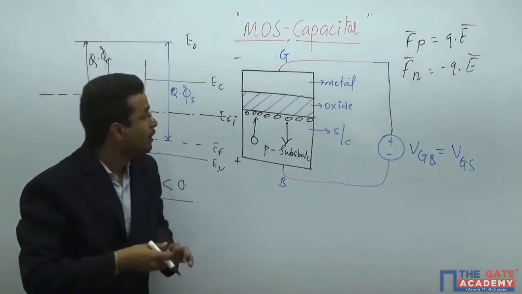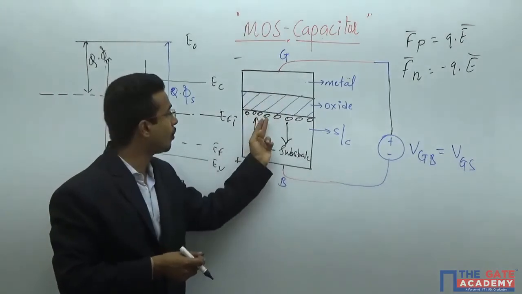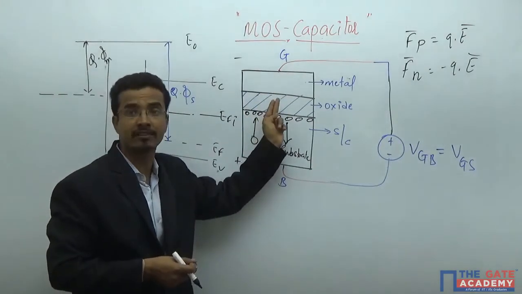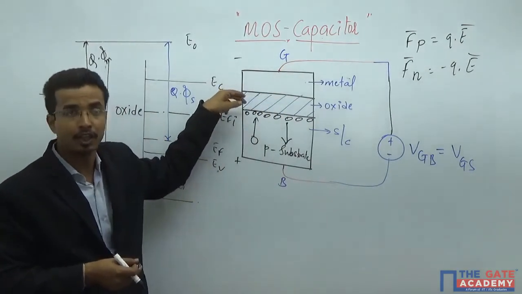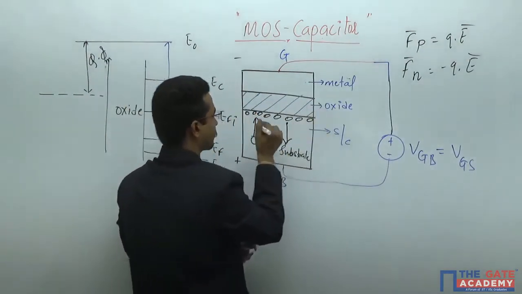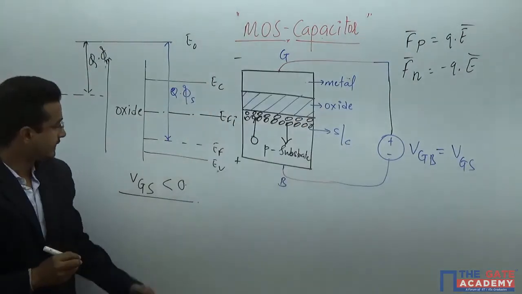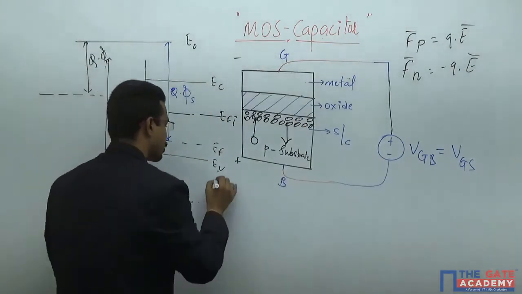But what is the beauty? You will never get charge transfer from here to here. The holes cannot penetrate this oxide because it is an insulator. So all the holes will get accumulated across the surface. And this mode is known as the accumulation mode.